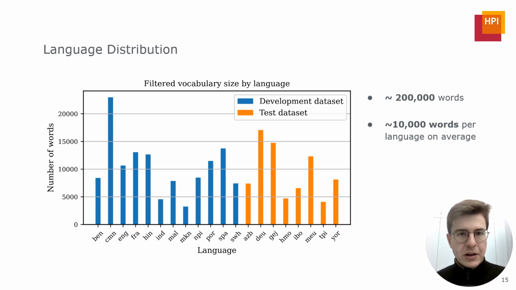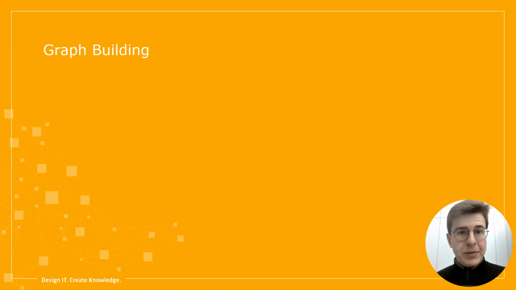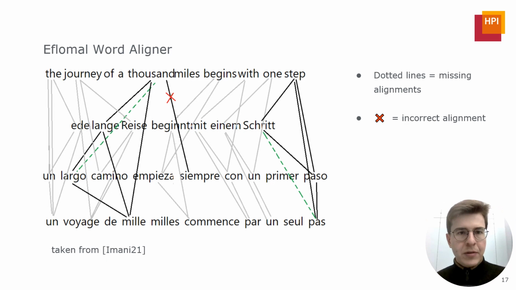After tokenization and some filtering, we have almost 200,000 words in our dataset. This gives us 10,000 words per language on average, which corresponds to a basic vocabulary. How do we build a graph from this dataset? The word alignment tool eFlomal aligns parallel sentences and verses in any language pair that can be tokenized. The image shows a multilingual alignment graph of a verse in English, German, Spanish, and French.